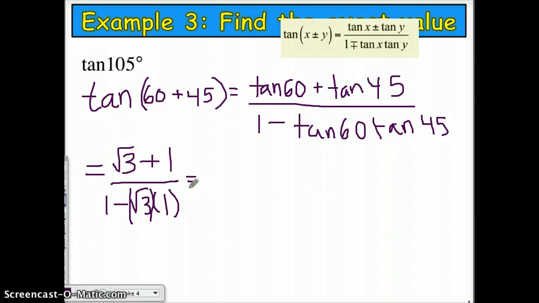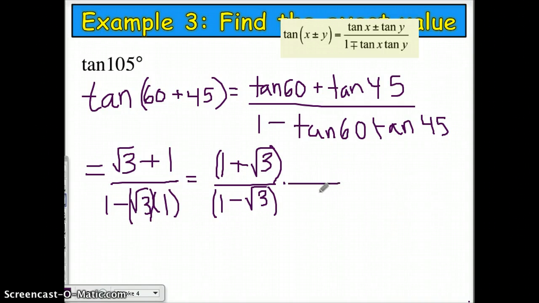And then from here on out, the rest is just algebra and simplifying. So I'm going to rewrite this as 1 plus root 3 over 1 minus root 3. I can't submit that as my final answer because it's got a radical in the denominator. Do you remember how to get rid of a radical in the denominator? You can multiply top and bottom by the conjugate of the denominator, which would be 1 plus root 3. So we're going to multiply by 1 plus root 3 over 1 plus root 3. That's okay, because it's just really multiplying by 1. And what that's going to do is get rid of the radical in the denominator.